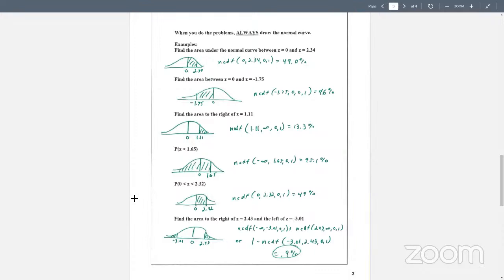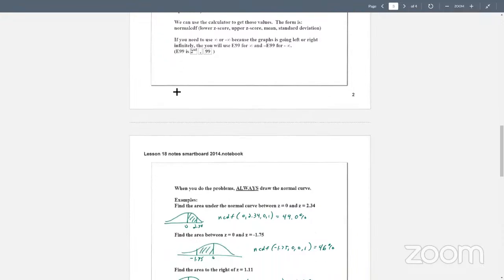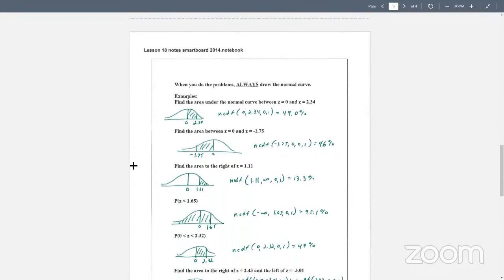So what they're doing is they're using, did you see that formula they're plugging in? This is what I was talking about, that table. When I taught this, I had to use a table, like in a book. But now, in your calculator, all you have to do is plug into the normal curve distribution function, NCDF, I believe is what that stands for. And you just type in 0, 2.34, 0, 1.